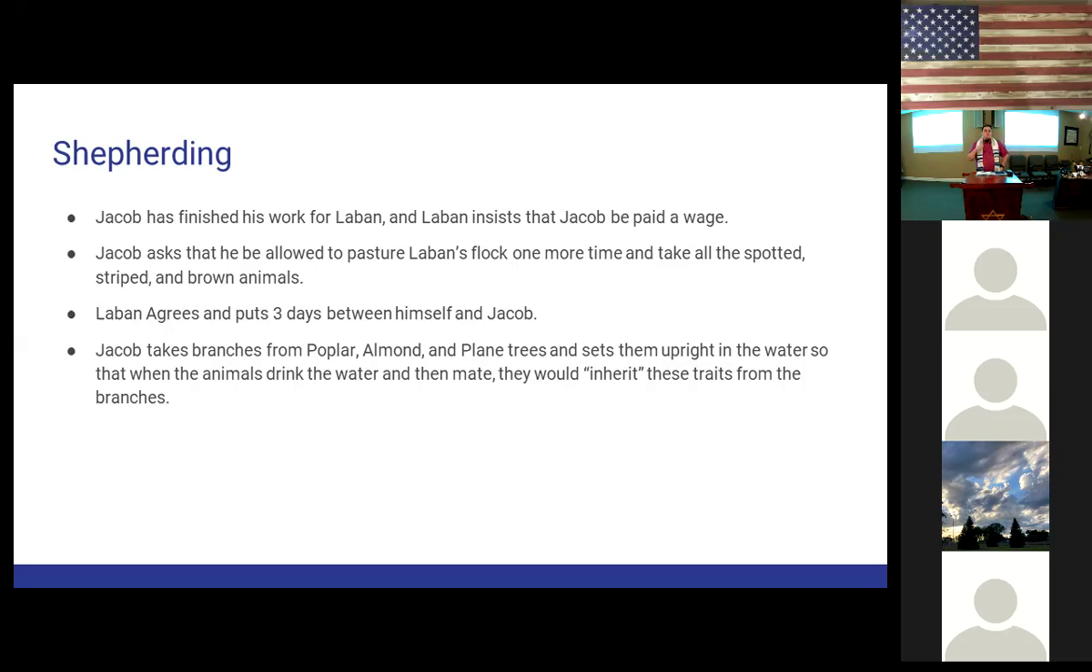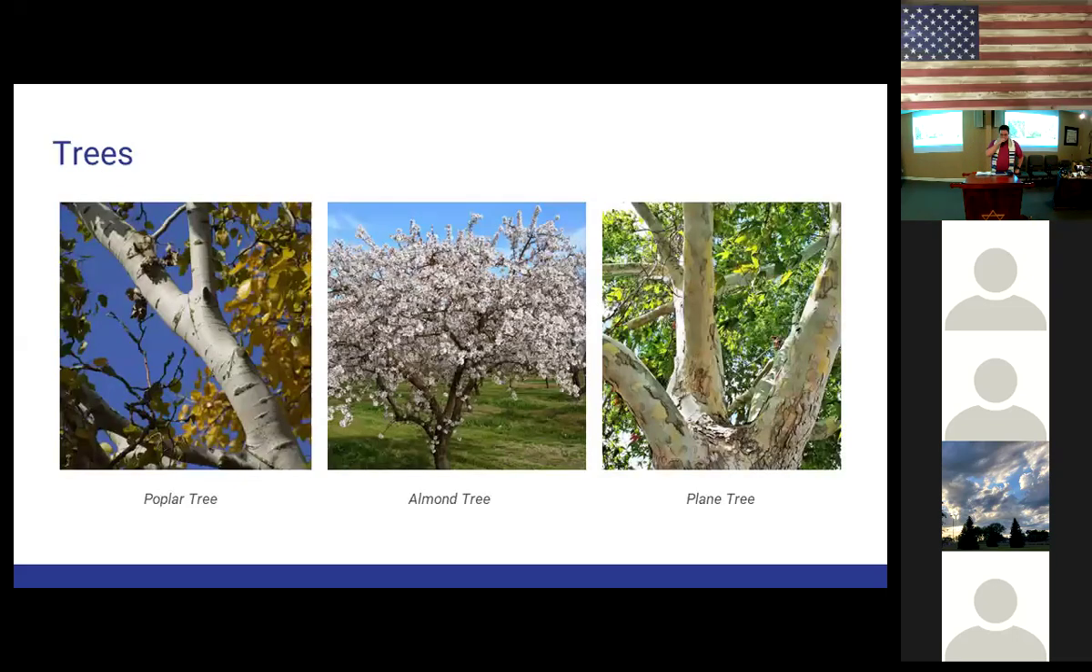Jacob takes branches from 3 kinds of trees, poplar, almond, and plane trees, and sets them upright in the water so that when the animals drink water, and then because they're at the watering hole, mate, they would inherit the traits from those branches because they mated in the sight of those branches. I've included pictures of these trees. Something to note, the plane tree is actually really only found in Britain. That's where they're most common, which I thought was kind of weird.